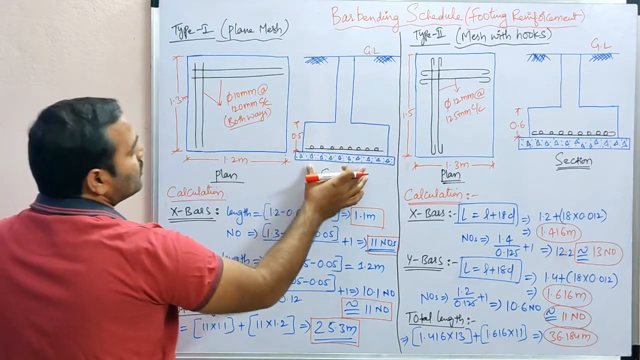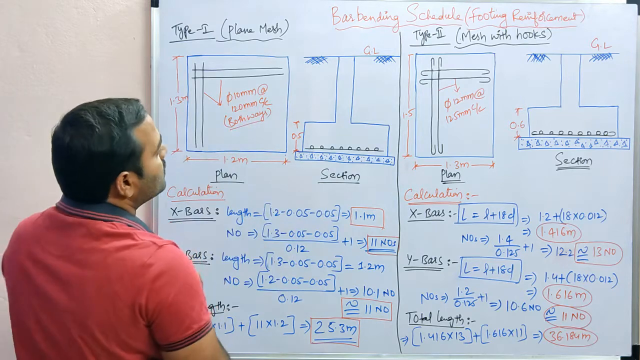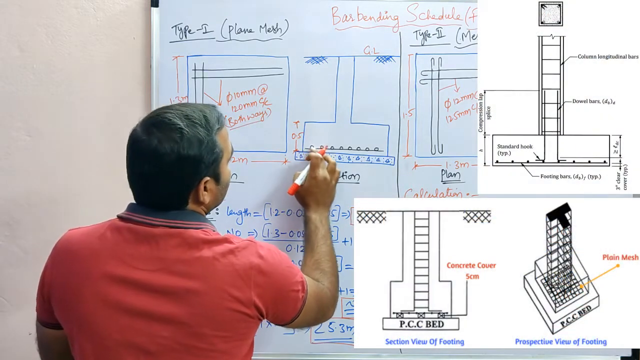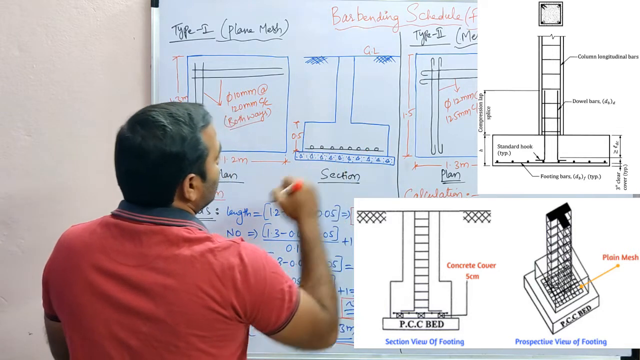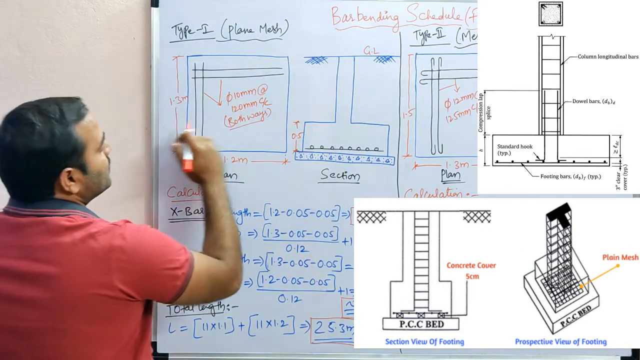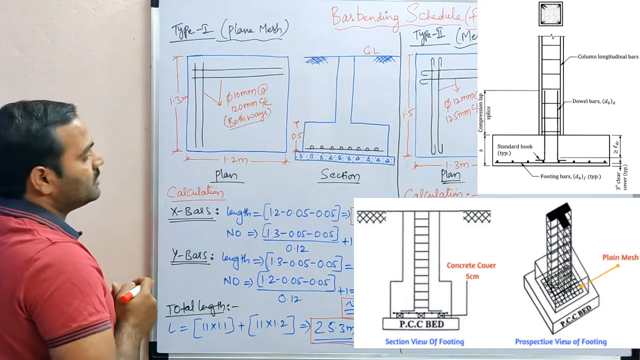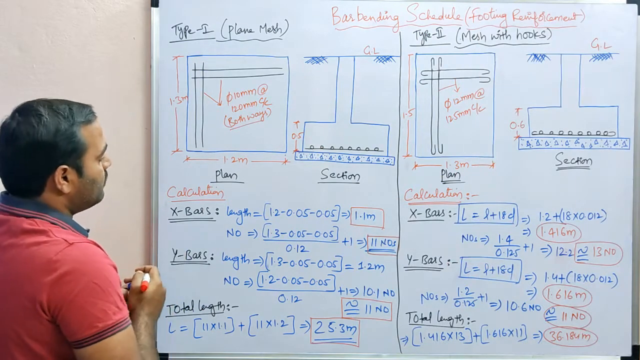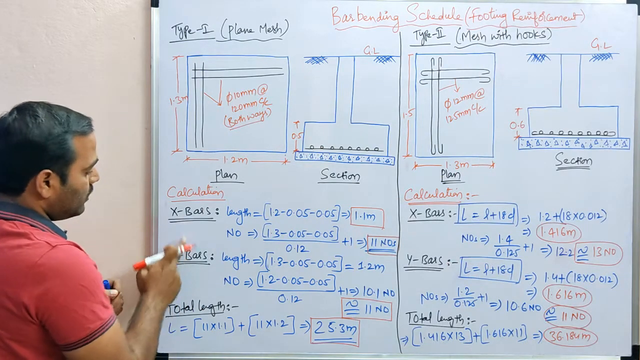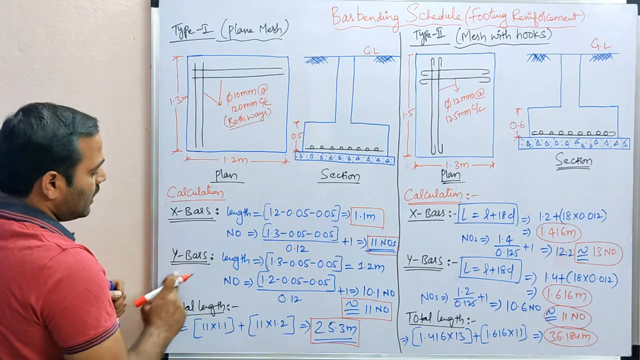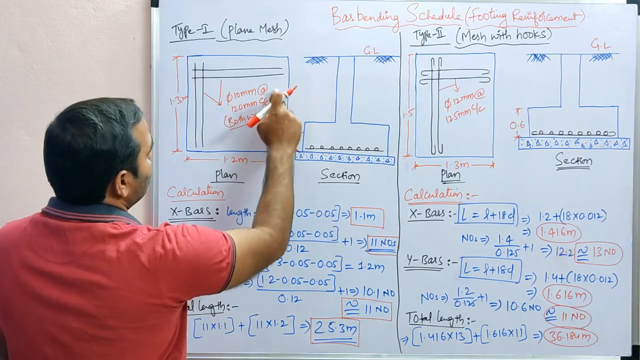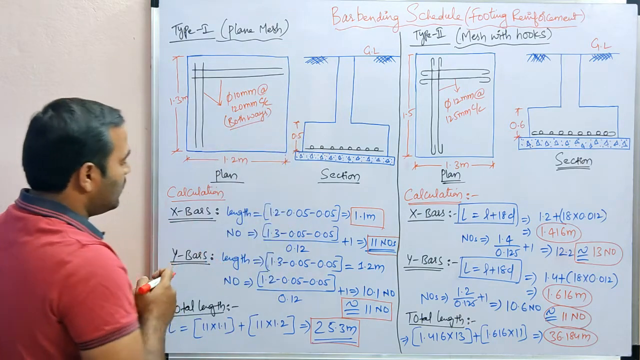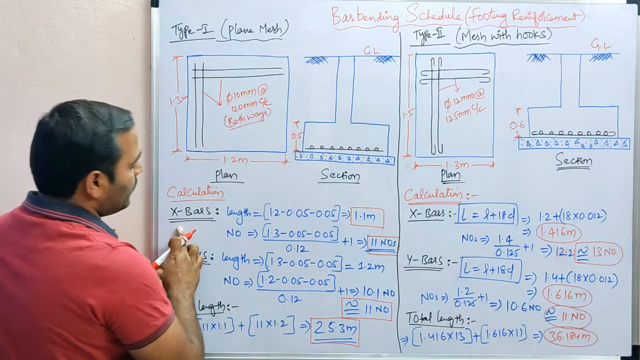And this is the cross section taken from this plan. Here you can see the bars, these are horizontal bars and these are vertical bars. If we cut the section, we can see the section like this. Coming to the calculation part, I have divided it into two, x bars and y bars. x bars are nothing but horizontal bars, y bars are nothing but vertical bars. Let us see the calculation of x bars.